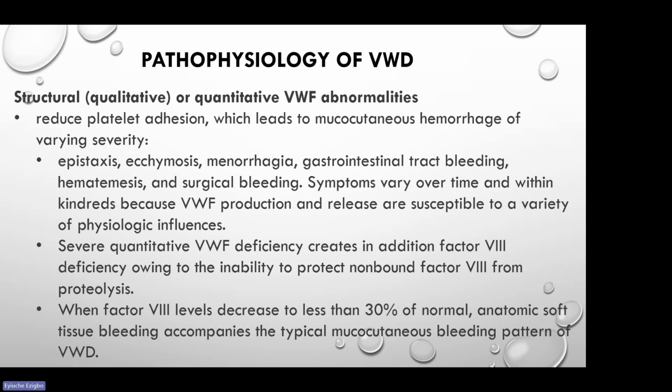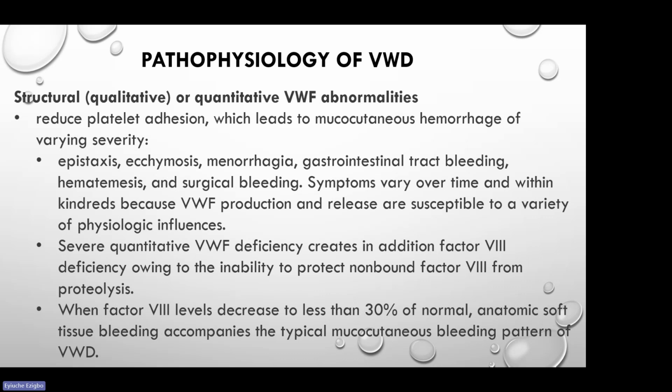Severe quantitative von Willebrand factor deficiency creates, in addition, factor 8 deficiency owing to the inability to protect non-bound factor 8 from proteolysis. So you see that another layer of severity can be added, because factor 8, which plays an important role in secondary hemostasis, is normally protected by von Willebrand factor in the plasma, extending its half-life. This function will not be carried out, exposing the subject to more severe bleeding, because when the processes of secondary hemostasis are also affected, there will be a more severe outcome.